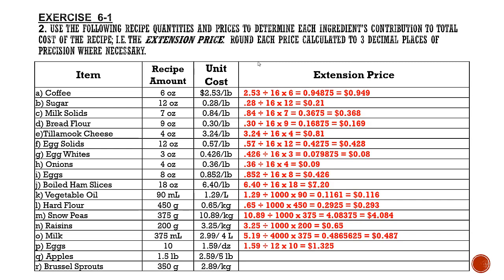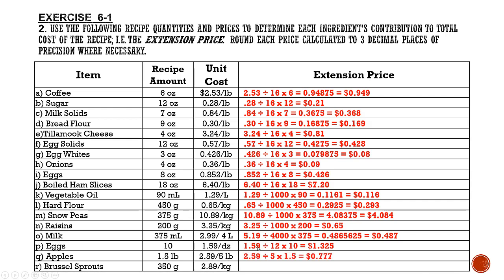The reason I stopped here at apples down near the bottom is because we have a slightly different thing to take a look at. Our unit cost is $2.59 for 5 pounds of apple, and we need to know what 1.5 pounds cost. So we have to do one little bit of an extra step. It's not $2.59 per pound, it's $2.59 for 5 pounds.